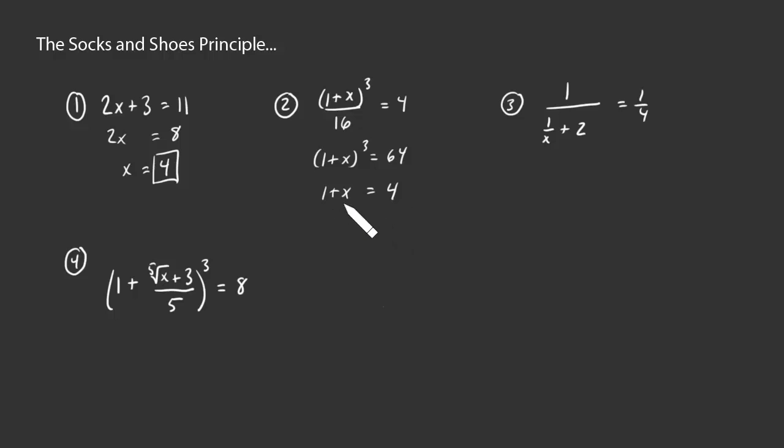Now there's only one thing that's happening to x, right? Just the socks left. So I've added 1 to x. To undo the addition of 1, I subtract 1 from both sides, and I'm left with x equals 3. And I'm down to my answer again.